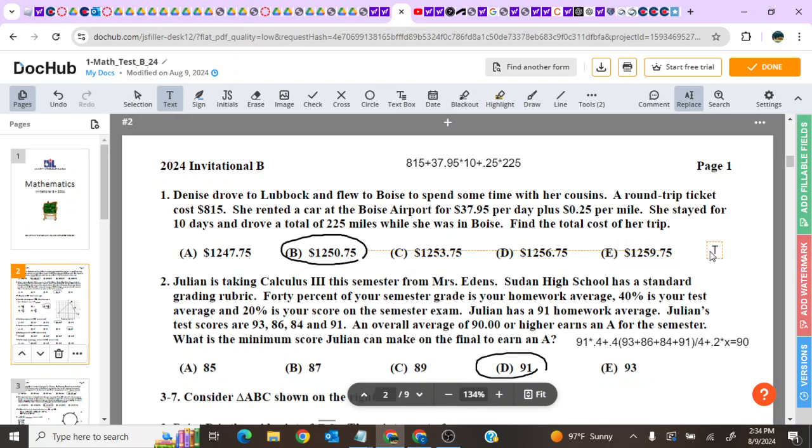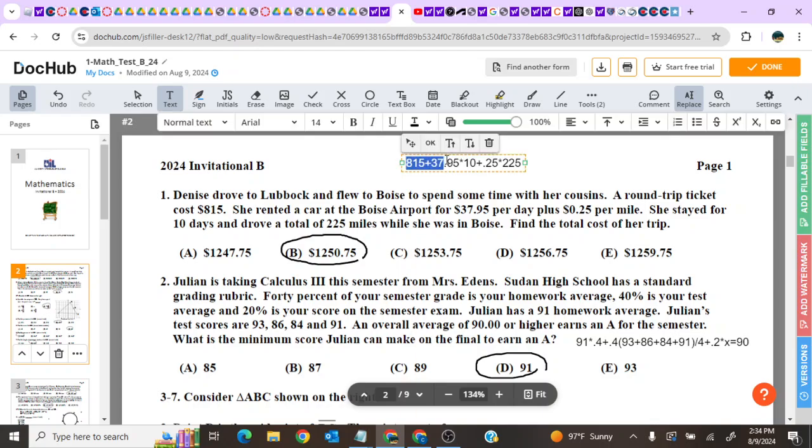Dennis drove to Lubbock and spent some time with her cousin. The ticket cost $815. She rented a car for $37.95 per day and $0.25 per mile. She stayed for 10 days and drove 225 miles. What's the total cost of the road trip? Well, you just have to add up all the values together: 37.95 times the number of days, 0.25 times the number of miles. Add them all together and you get B.